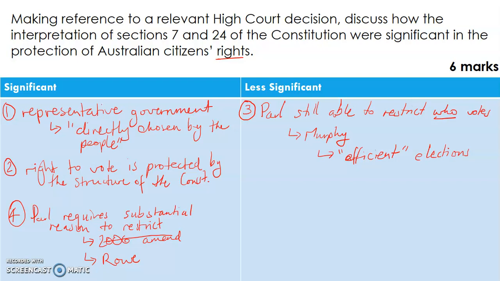Nonetheless, if you haven't, you can still get yourself a 4 just by knowing that, look, it established a system of representative government, interpreted these words in the section 7 and 24 of the Constitution, therefore established that there was a right to vote protected by the Constitution. However, Parliament was still able to restrict who votes. So this is why it's less significant in terms of protecting the right to vote. All right.